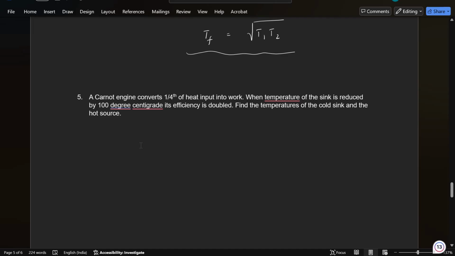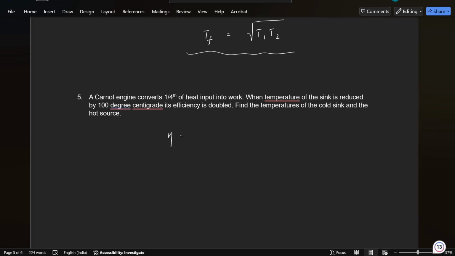So what do we have here? First thing, Carnot engine. You know the efficiency of a Carnot engine, right? What is the formula for that? There are two formulas. Can you tell both?